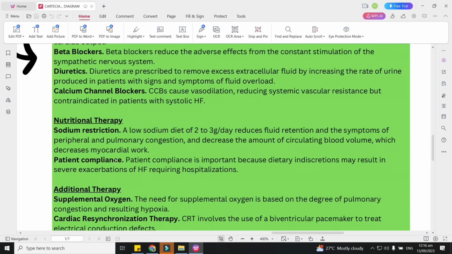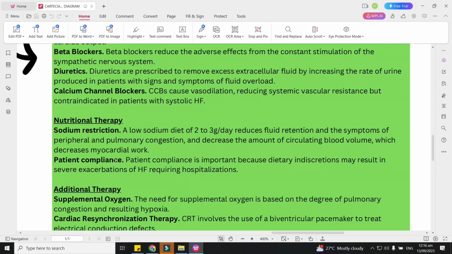As we can all observe in our grandmothers, or the elderlies, they would not eat salty foods, right? Because that's what their doctor ordered. So it decreases the fluid retention, and the symptoms of peripheral and pulmonary congestion too.